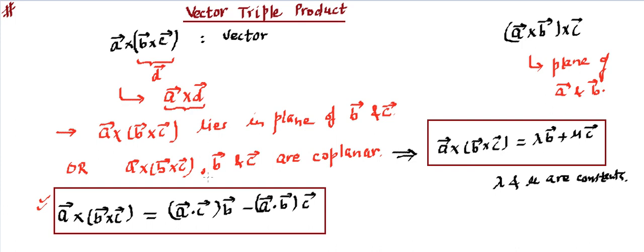So for the vector triple product, we need to remember this expression, and we need to know the direction, or in which plane this vector lies. And if we are writing in this manner, this is a different vector and this is a different vector.